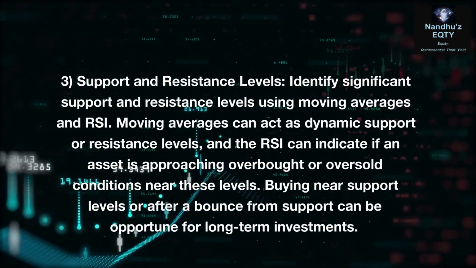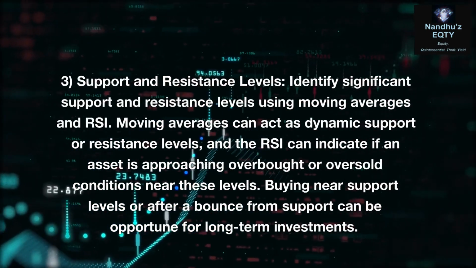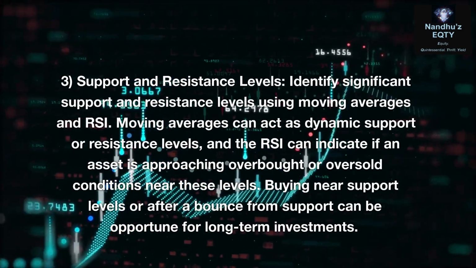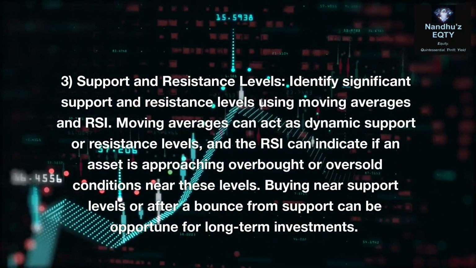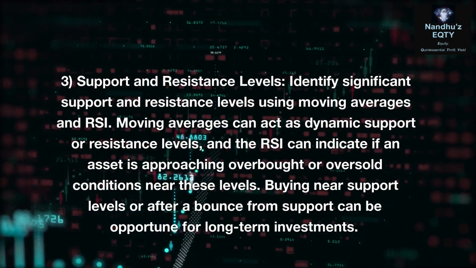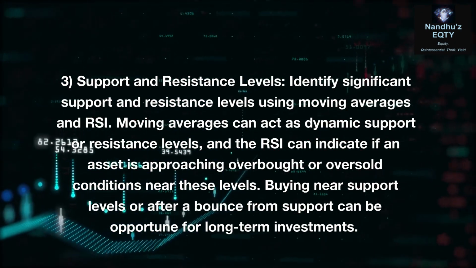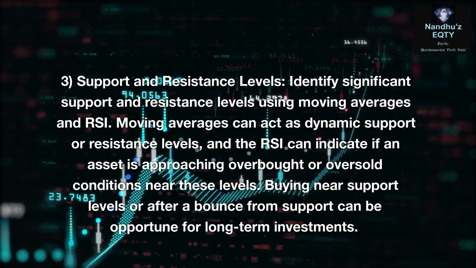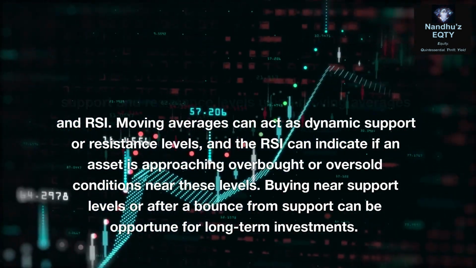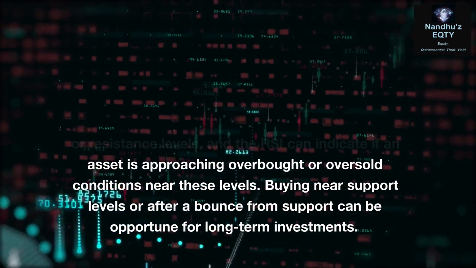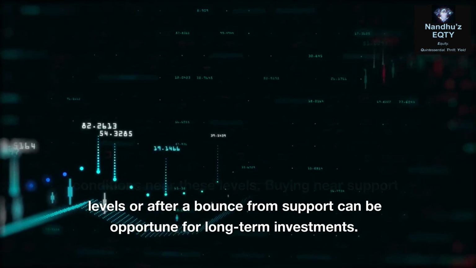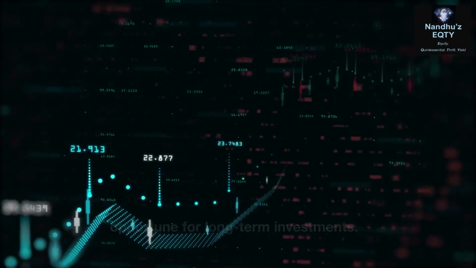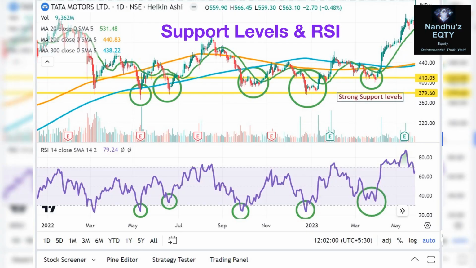The third one that we need to combine with RSI is support and resistance levels. We always look for multiple support and multiple resistance levels so that we can avoid higher risk. Buying near support levels or after a bounce from support can be an opportunity for long-term investments. I have taken Tata Motors to depict the support levels.